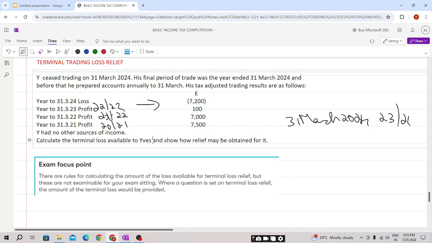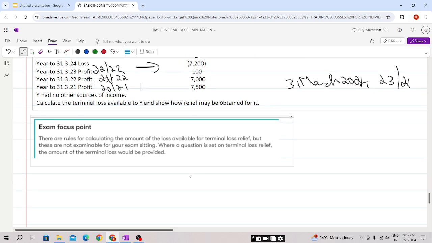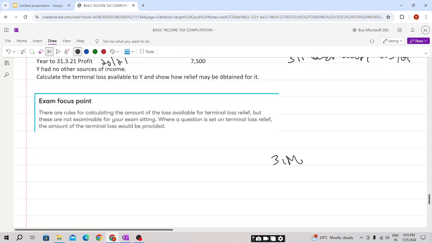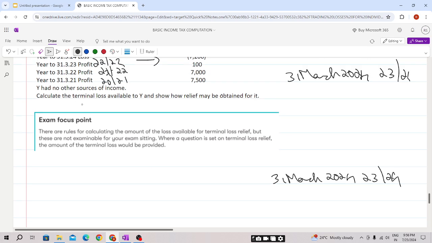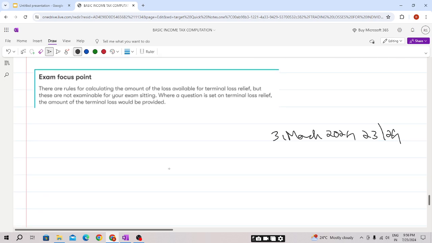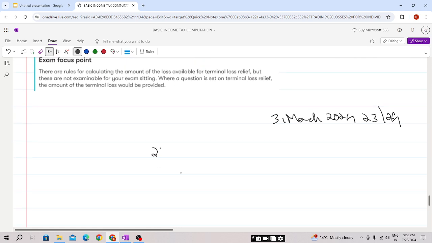How the relief will be obtained, students. Now here, as of 31st March 2024, we are ceasing the business. We have two options, terminal loss relief or ongoing, but it is specified to calculate the terminal loss relief available to Y. So the tax years are 20-21, 21-22, 22-23, 23-24.